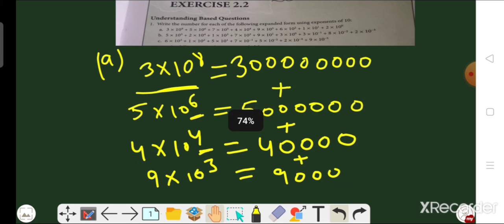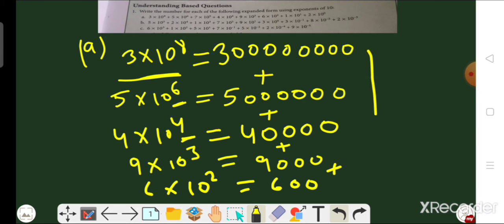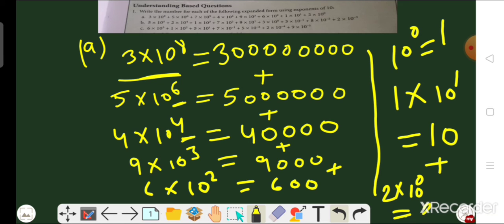After this, the next is 6 multiplied by 10 raised to the power 2. So 6 0 0. After this what do we have? We have 1 multiplied by 10 raised to the power 1. So this is equal to 10, plus what is given? 2 multiplied by 10 raised to the power 0, and we know that 10 raised to the power 0 is equal to 1. So this is simply equal to 2. So this is the expanded form of the given exponential form.